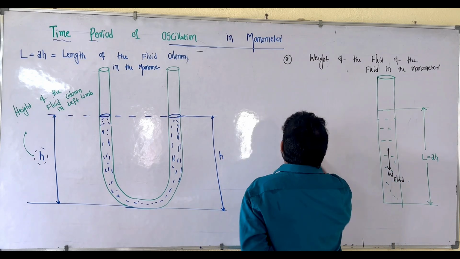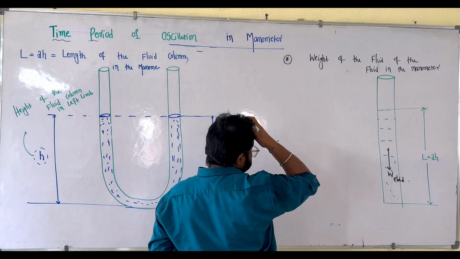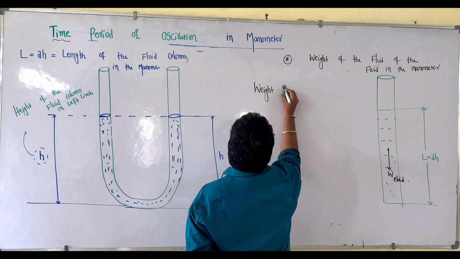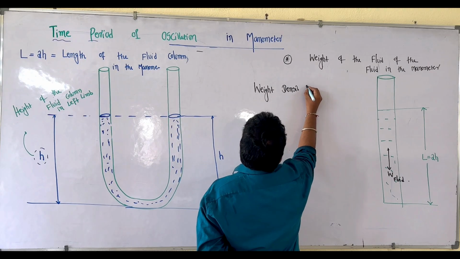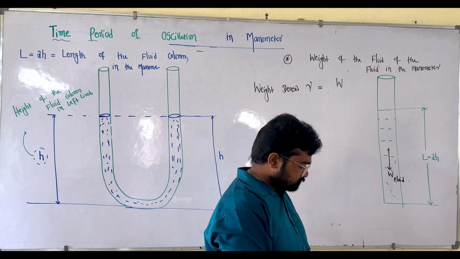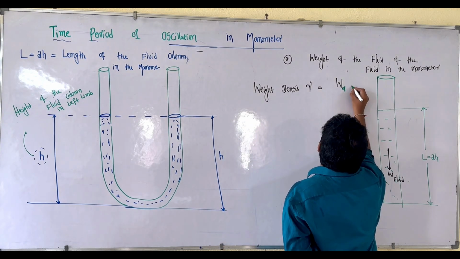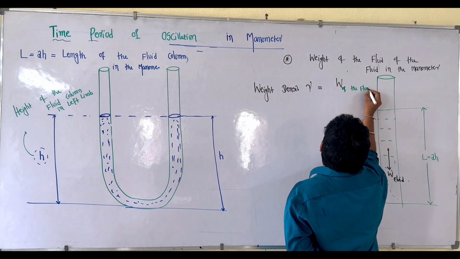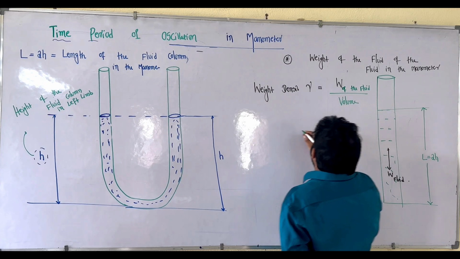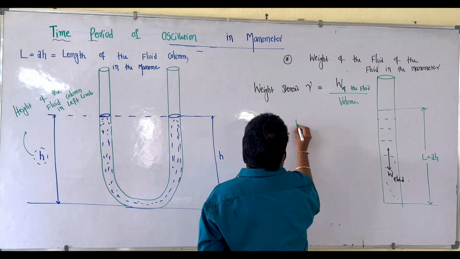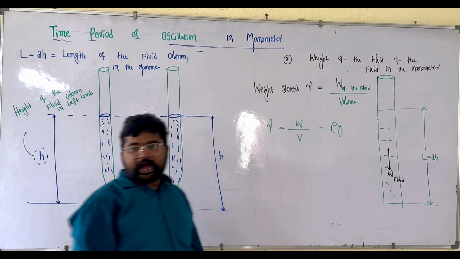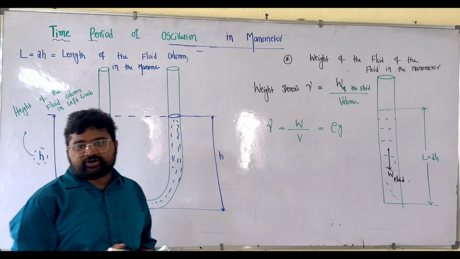That is obtained from the weight density. What is the weight density? Tell me. Weight density is the weight of the fluid per unit volume. Gamma equals weight per unit volume, equals rho g.